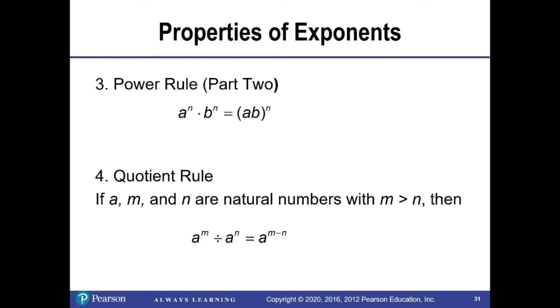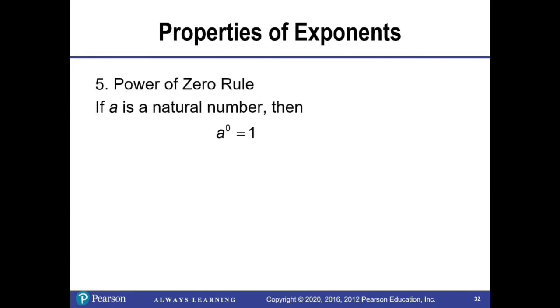We have our quotient rule. Again, we're going to assume that m is greater than n. When we divide with like bases, we subtract our powers. And finally, we have our power of 0 rule. Any natural number to the 0 power is 1.